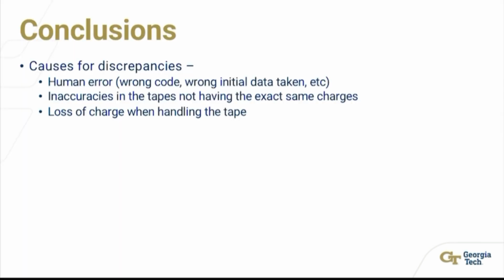Okay, so for my conclusion, obviously this isn't a perfect scenario. The GlowScript model is a perfect scenario, but we don't live in that world, so causes for discrepancy could be human error. I could have my code a little bit wrong. I could have taken the initial data a little bit wrong. There could have been some inaccuracies in the tape not having the exact same charge, which again we assumed was not the case. And then we also could have lost some charge when we were handling the tape. These are almost identical to the first lab because we are running the same experiment, but in the GlowScript we changed things up a bit, and that is what is different between Lab 1 and Lab 2.